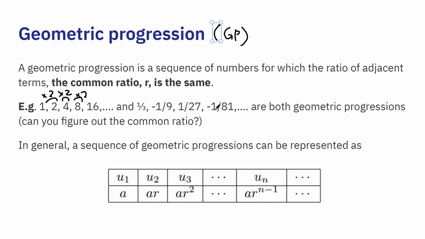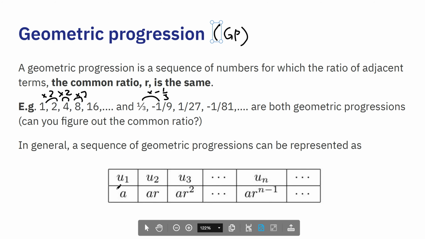And as for this one, the common ratio would be multiplying by negative 1/3, then multiplying by negative 1/3, and so on. So the common ratio doesn't have to be a nice number, it can be some negative fraction or whatnot, okay? In general, a GP can be represented as follows. Our first term is still a, our common ratio is r, so we have ar, ar squared, and so on and so forth, until the nth term is a times the common ratio r to the power of n minus 1.